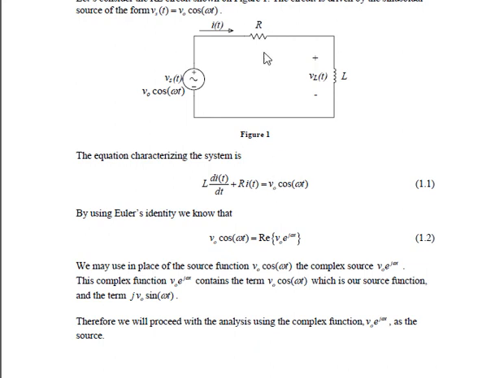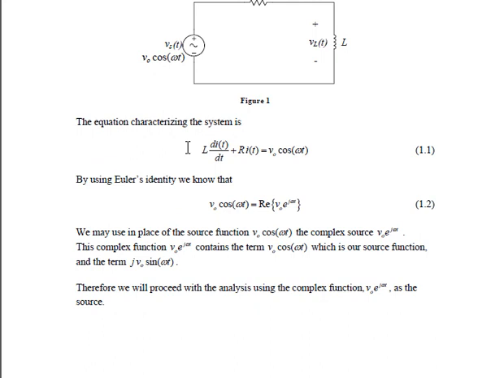Then the voltage across the resistor would be the multiplication of the resistance and the current, which is I of t. That means our current here is also a function of time. Then for the voltage across the inductor, we have L di over dt. You are already familiar with this since I have already discussed this representation of the voltage of the inductor.